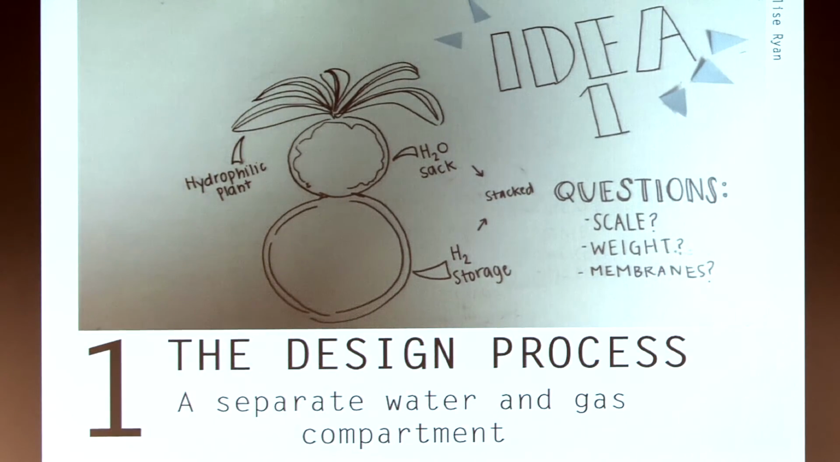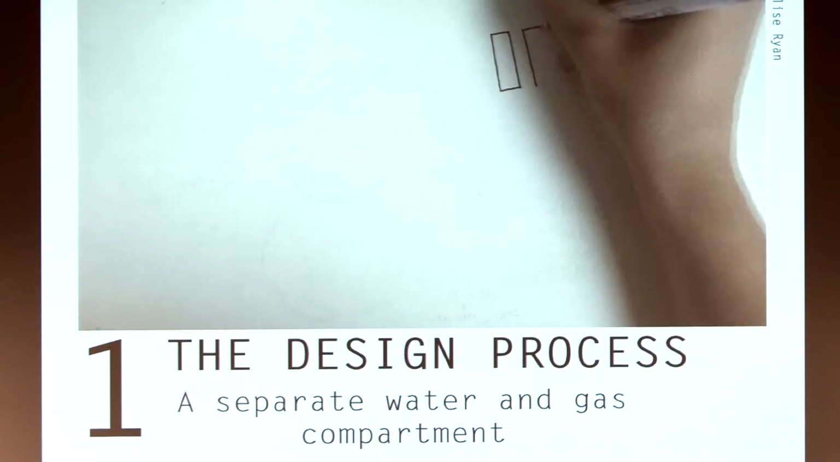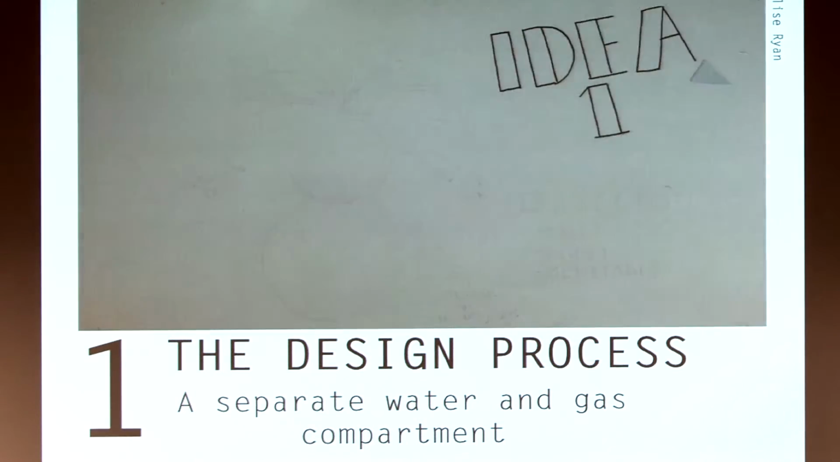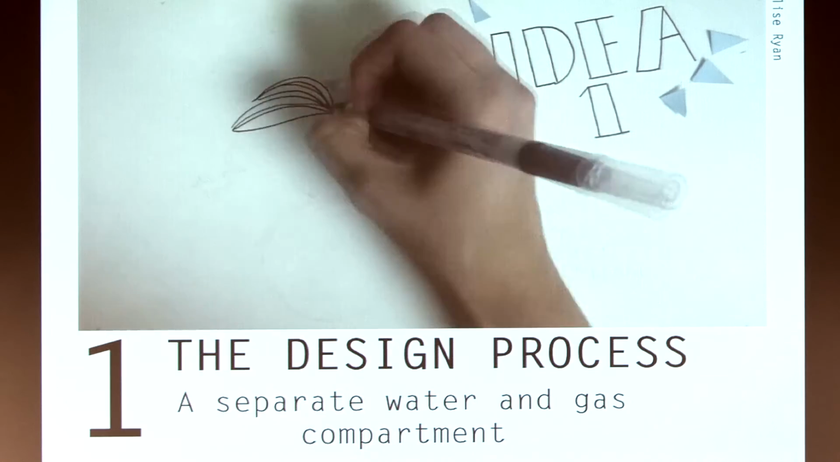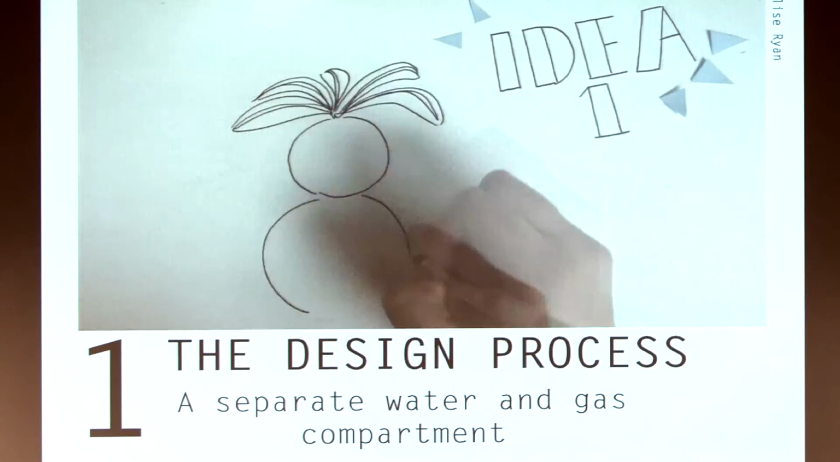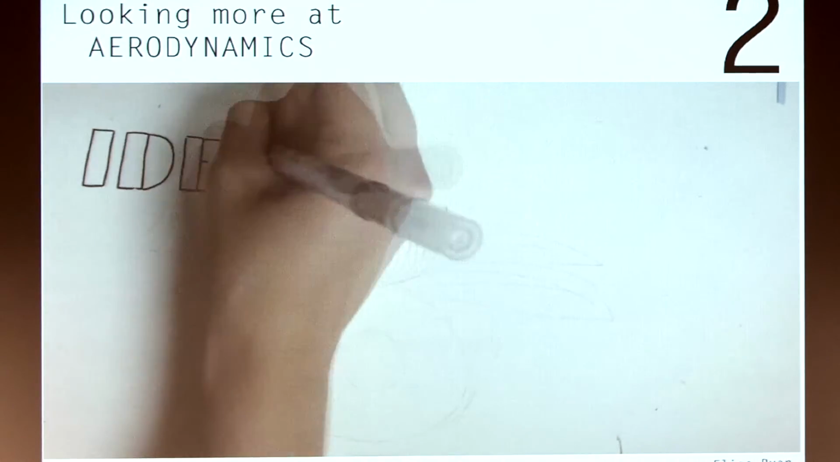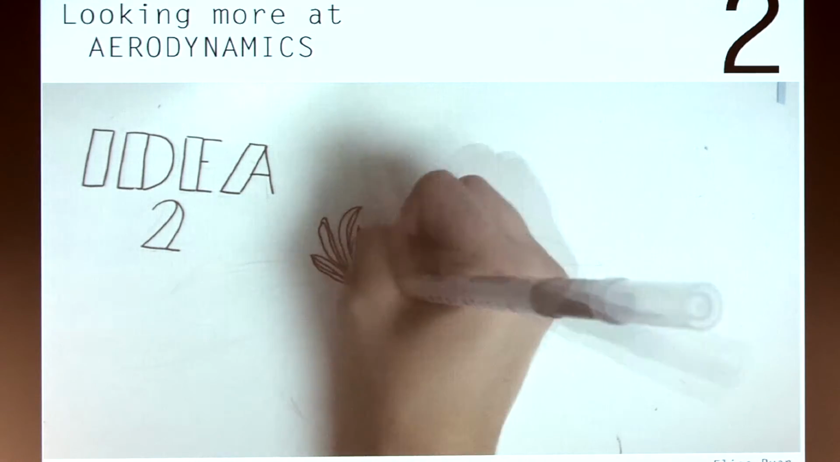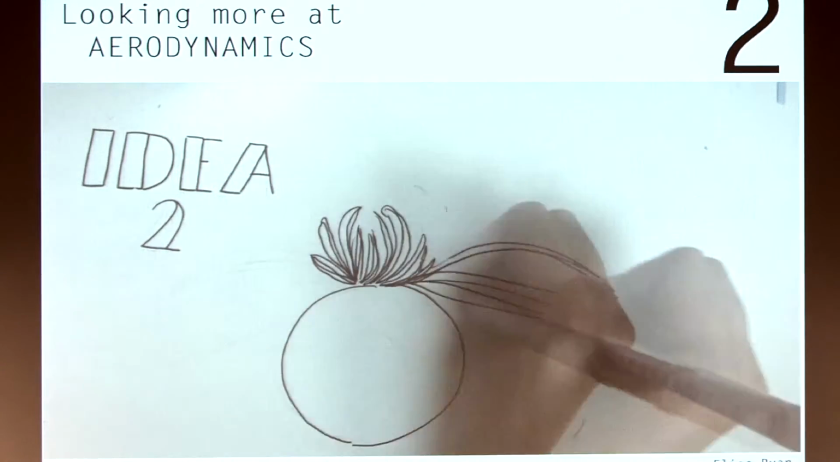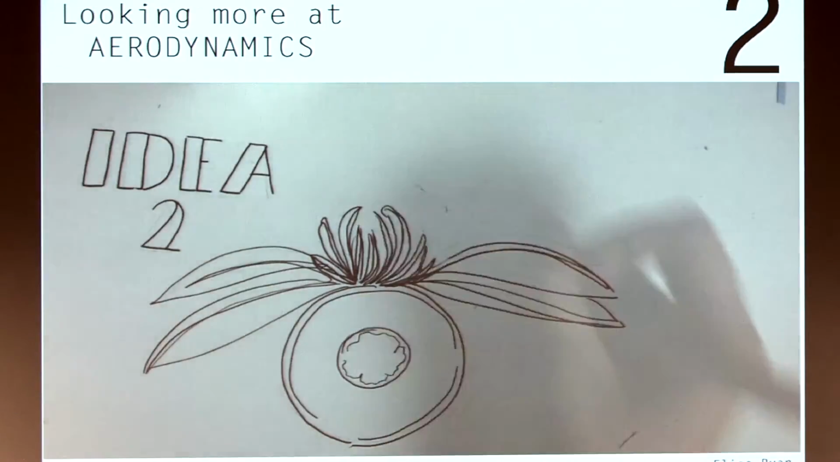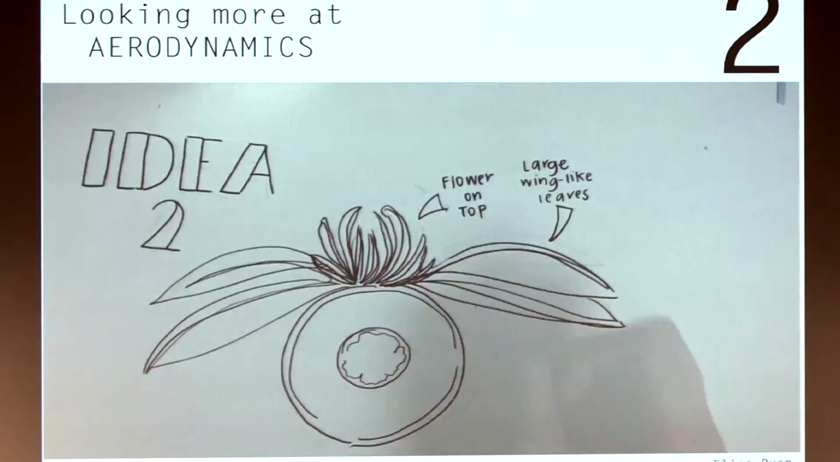And yet this raised certain questions because we didn't know what the scale of the plant would be, we didn't know how it would be able to lift off, and we didn't know what materials would be best to use for it. So we moved into a second design, which was looking more at aerodynamics and how we could rearrange the components into a more dynamic plant that would work better.